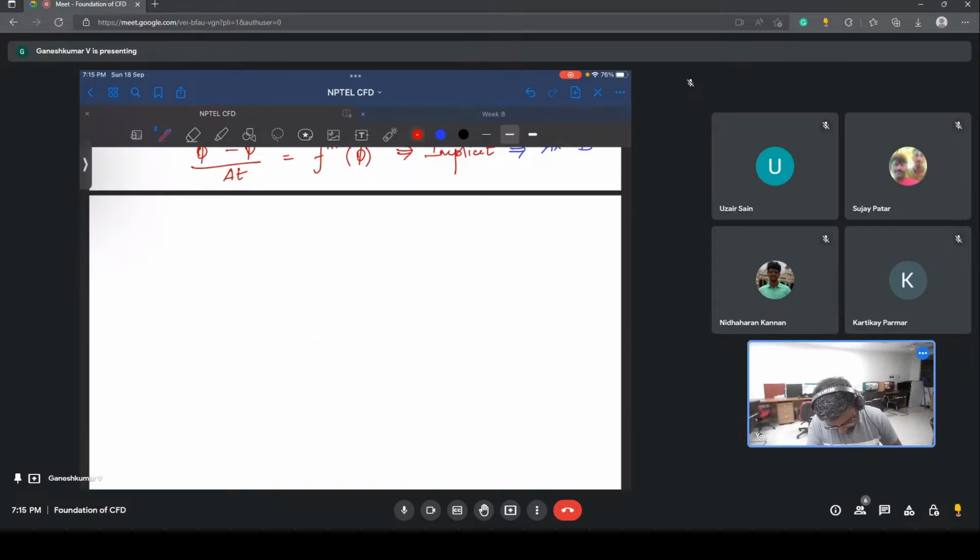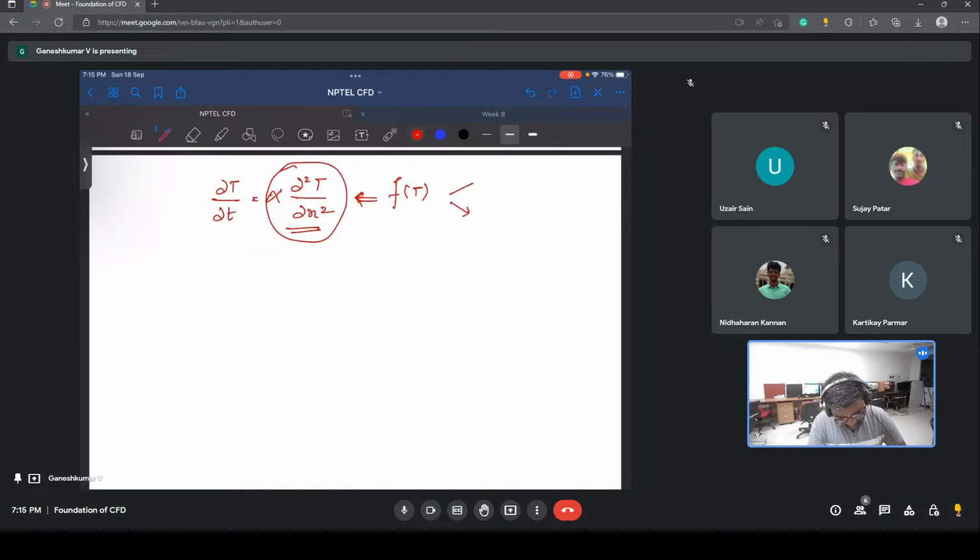Say, let's say I have dou phi by dou t is equal to the 1D conduction equation, so dou square by dou x square, with alpha. Here I have the diffusion term, which is your function f of phi. This is the time derivative term. So what you can do is, you can either solve using explicit, or you can solve using implicit.